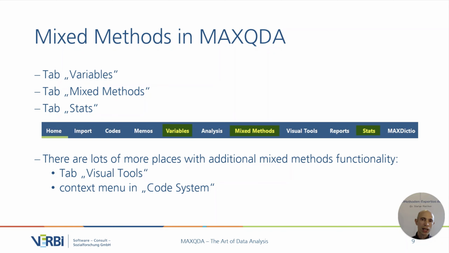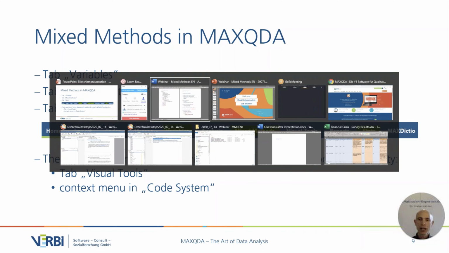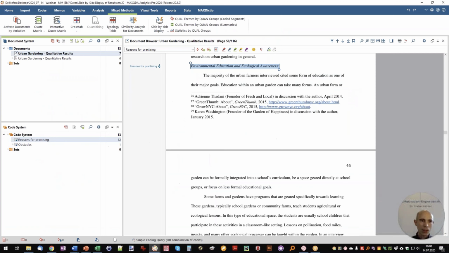So this is the point where I switch to MAXQDA, and I have prepared one project for you where we can look at the result-based integration. Here you see a project on urban gardening where we have included two results in a PDF. The findings of the qualitative part and quantitative part are all concentrated in PDFs, could be text documents also, here in the document system. And in the code system, we have different codes.